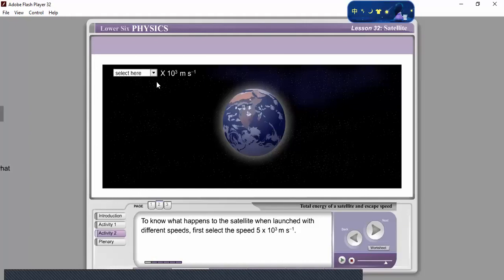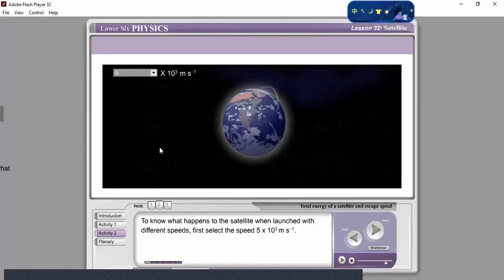We cannot say that I can launch at any speed. If slower, maybe it takes longer to reach space, or if faster, maybe it reaches space faster. No, these concepts are wrong. We need a certain speed according to the height of the satellite we wish to launch. So now observe the speeds we have: 5 times 10 to the power 3, 5, 7, 9, 11, 13, and 15. Observe what will happen.